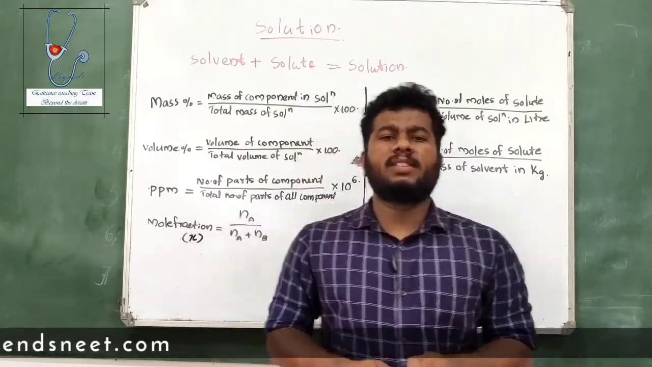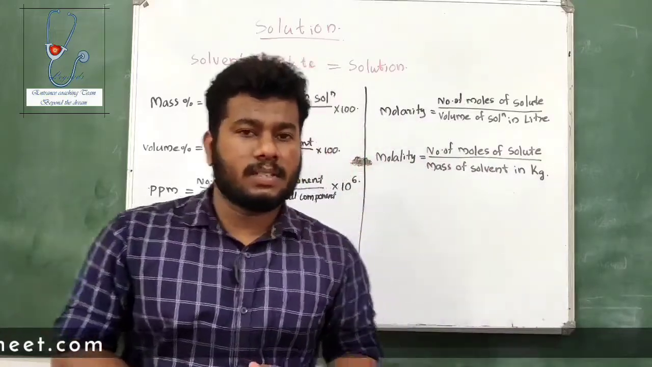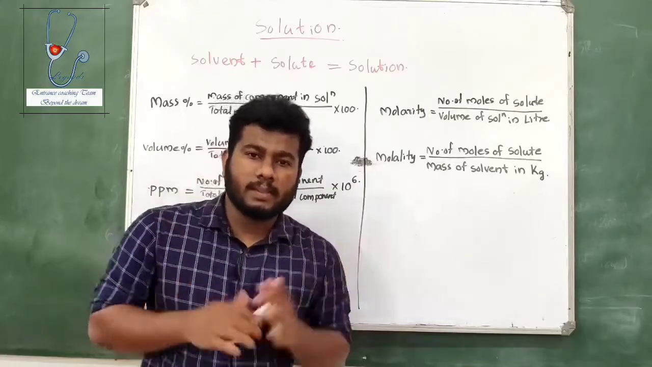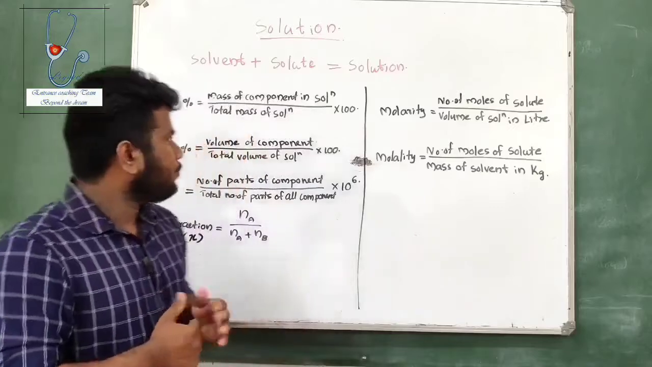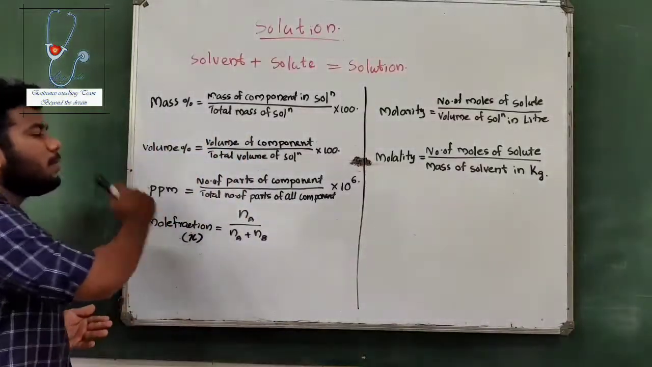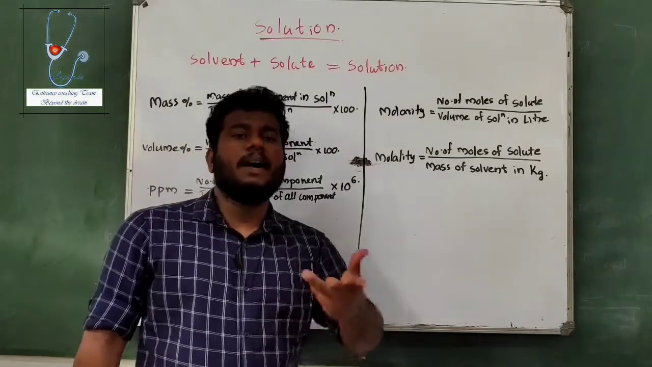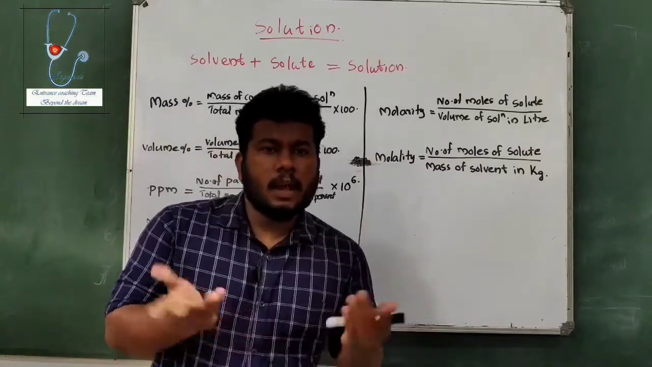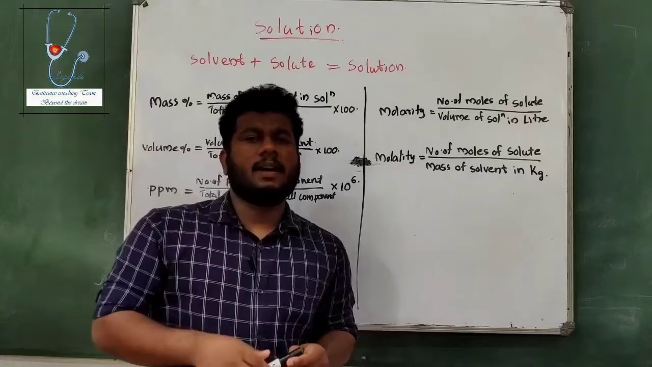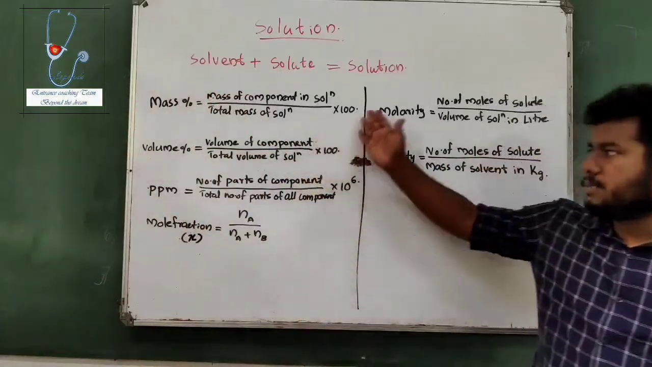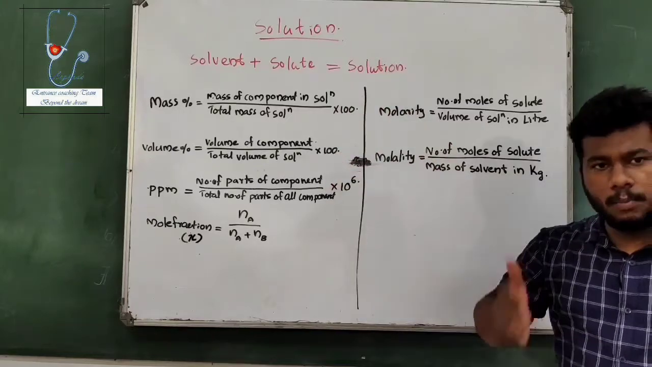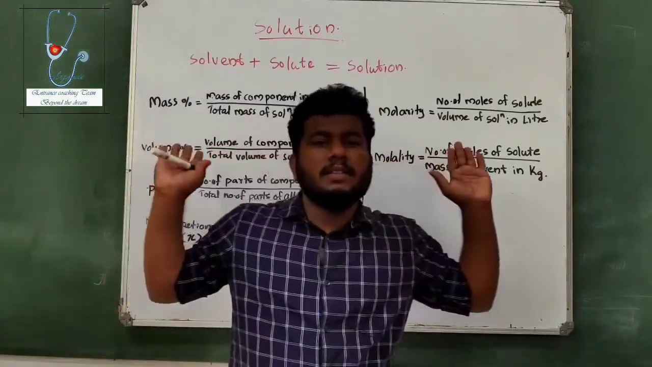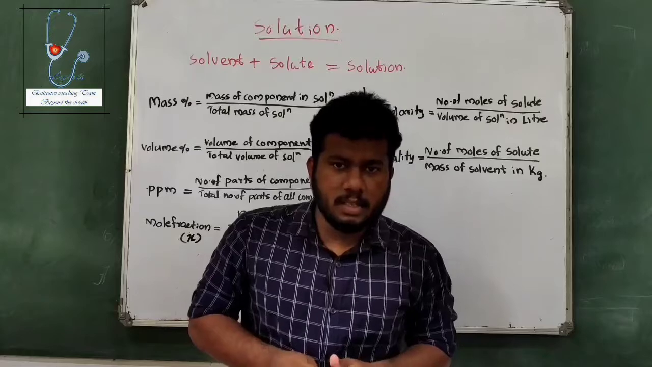Then come to the next topic, expressing concentration. There are many terms to express concentration in chemistry. First one, mass percentage, volume percentage, mass by volume percentage, parts per million, mole fraction, molarity and molality. Okay, you just write some lecture notes, or write these points or equations in your notebook. That is very useful for your studies. First we discuss this chapter, then some practice questions for you.